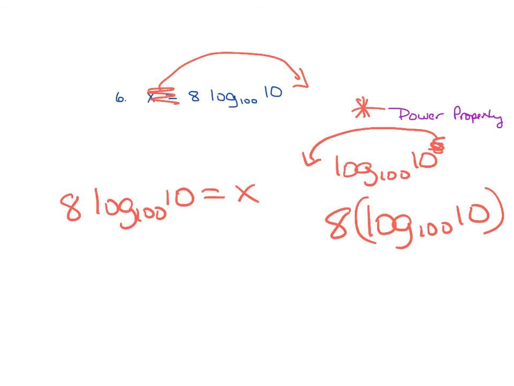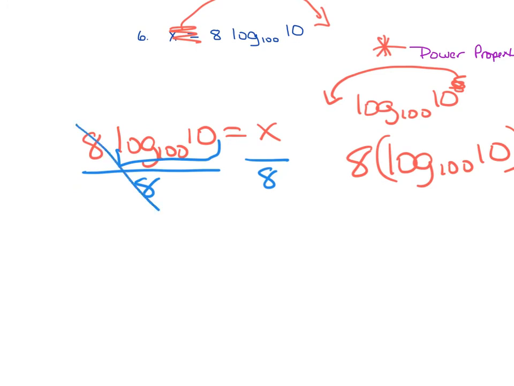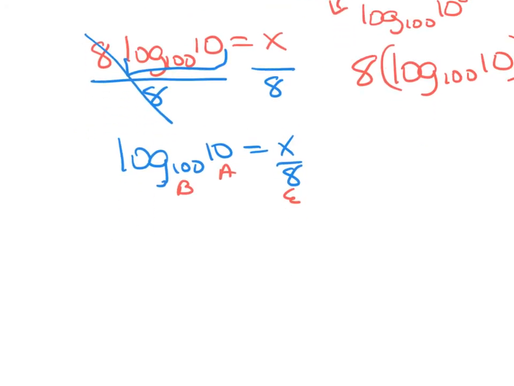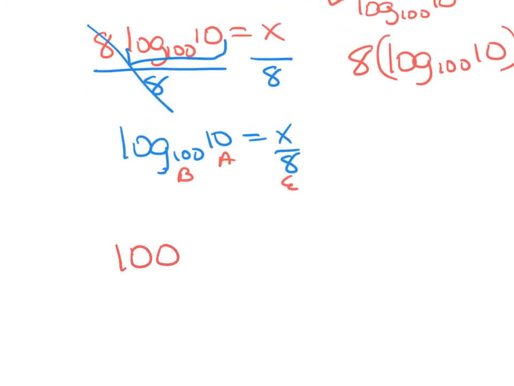Now, when I use my Bay trick, this has to be just log. Now, notice the 8 and that log are being multiplied, so I'm going to move it to the other side by dividing. So now I have log base 100 of 10 equals x over 8. Now I can spell Bay, B-A-E. So 100 to the x over 8 power equals 10.